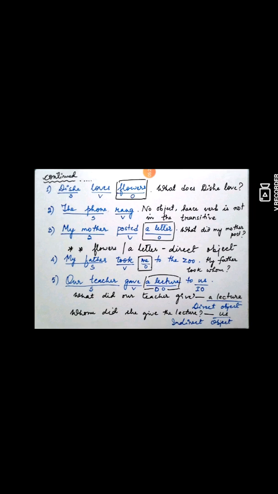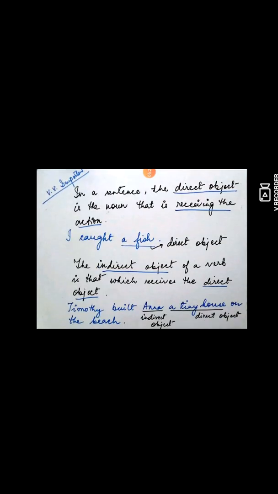Look at these examples again here. In a sentence, therefore, the direct object is the noun that is receiving the action. Remember this. In a sentence, the direct object is the noun that is receiving the action. I caught a fish. I caught what? A fish is the direct object. The indirect object of a verb is that which receives the direct object that I told you.